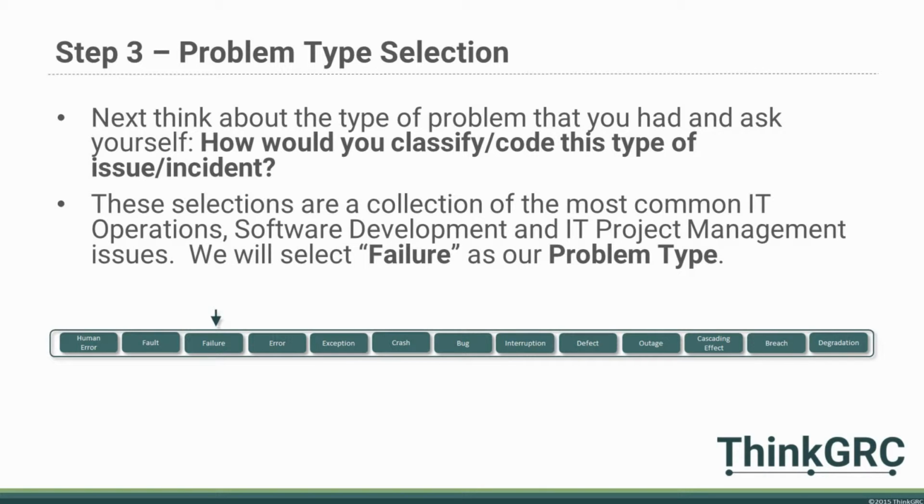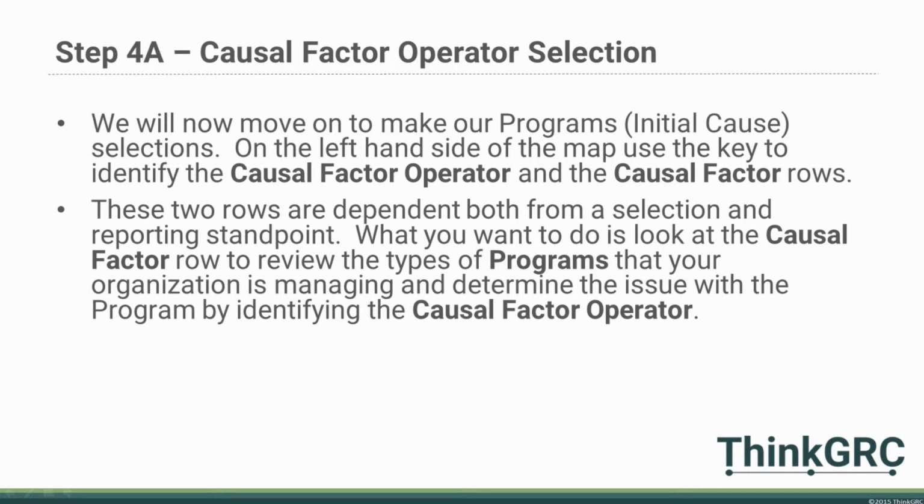Let's do a quick check-in. So far, we have identified our incident as being a software issue related to an application which caused and/or resulted in a failure. Next, we will move into the section where we classify our incident in relation to organizational programs or initial causes. This is step 4A, causal factor operator selection.